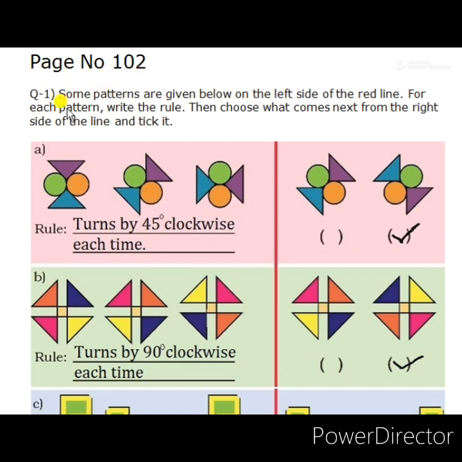Here I will read the first question. Some patterns are given on the left side of the red line. For each pattern, write the rule, then choose what comes next from the right side of the line and tick it. Students, observe the patterns given here. On both sides, there are two columns, left side and right side. From the middle, there is a red line.